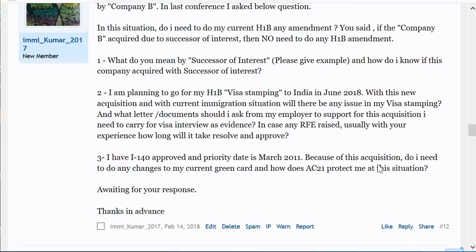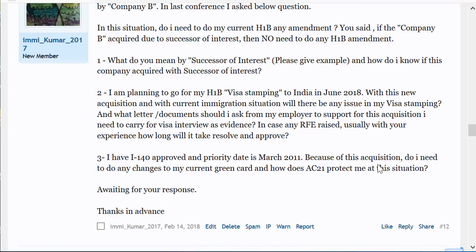Is there going to be any issue in visa stamping? Look, if the successor in interest situation exists, it is no more difficult than an ordinary H-1. And they are difficult by themselves. So yeah, H-1s can always be problematic. But you're working in-house, that usually makes things simpler. Successor in interest, if it is properly set up by itself, should not delay your visa stamping.